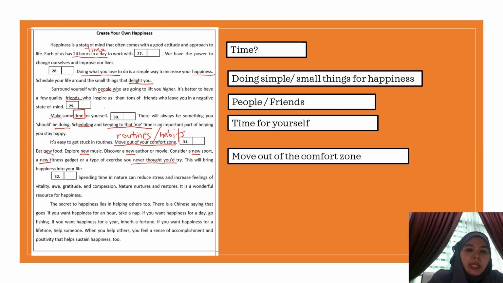Alright, next. Okay, gap number 32. Spending time in nature. Okay, here it's easy. Definitely, it's about nature. Okay, spending time in nature can reduce stress and increase feelings of vitality or gratitude and compassion. Nature nurtures and restores, and it's a wonderful resource of happiness. Alright, so what are the keywords for this paragraph?